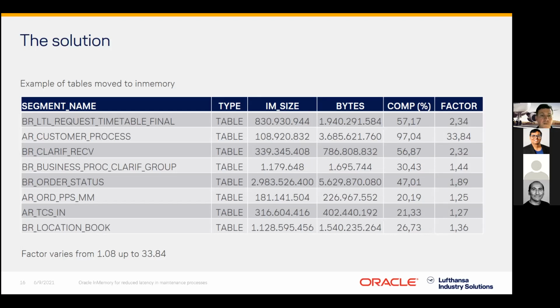The factors vary from 102, which is not on this excerpt, to 33.84, which is a real exception but highly welcome. The average overall, the 76 tables, is a factor of 3.63, which means you need less than half of the original size overall. In our case, 53 GB of memory were used compared to 110 GB of data in the tables.